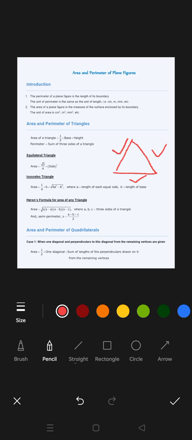While if we talk about a triangle whose two sides, either this side, let me erase it first, either this side, means any two sides are the same. This side is equal to this. So this is known as an isosceles triangle. Okay, this will be your isosceles triangle.